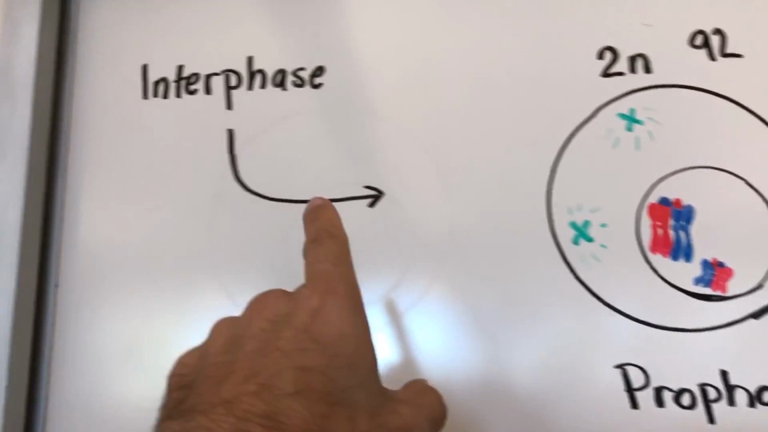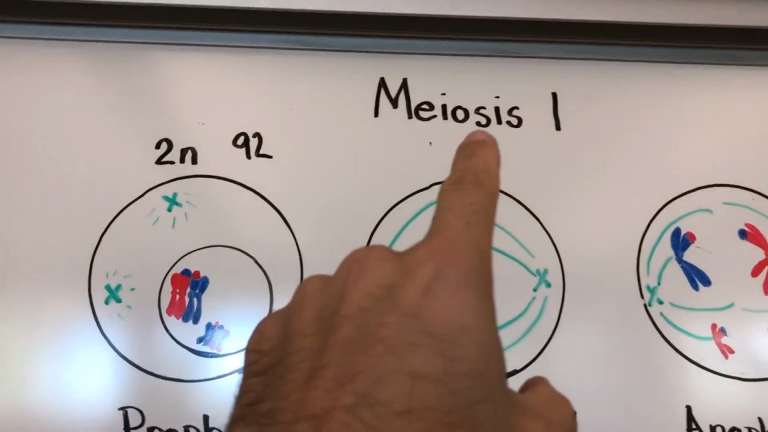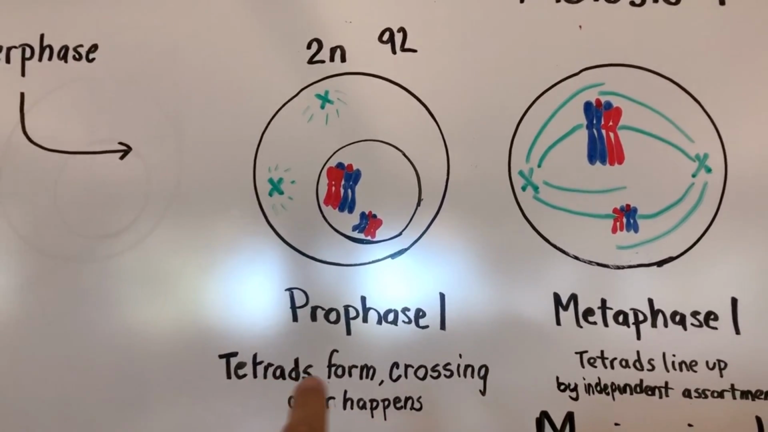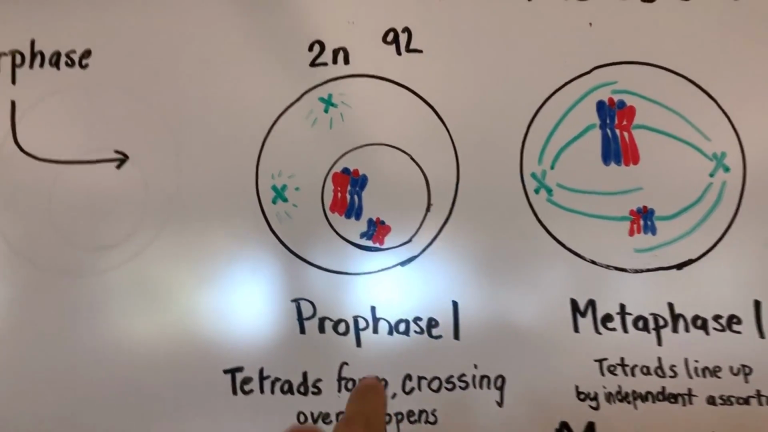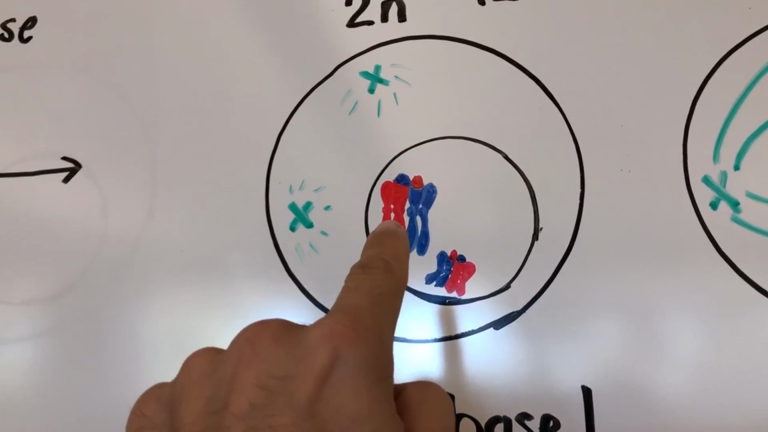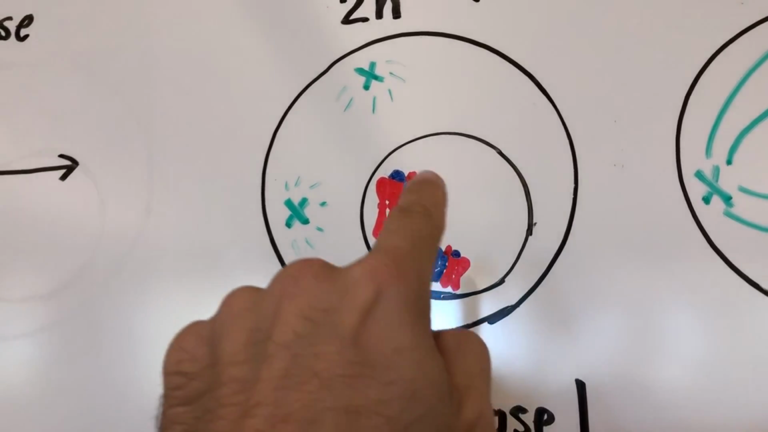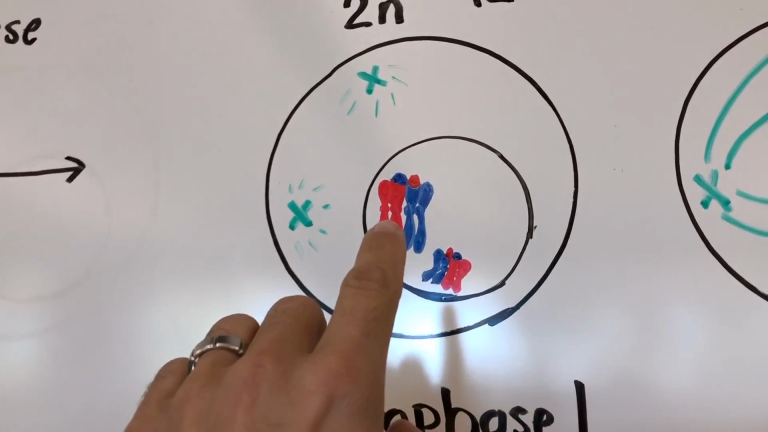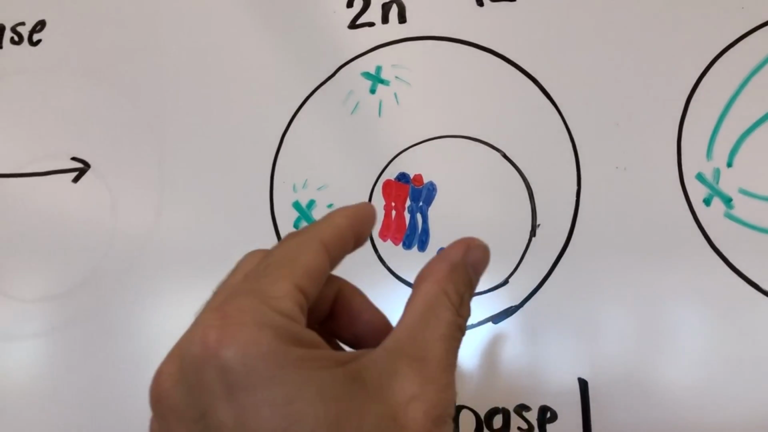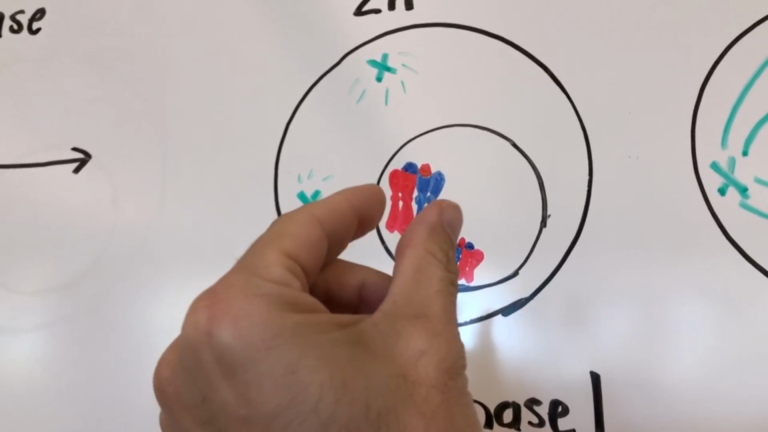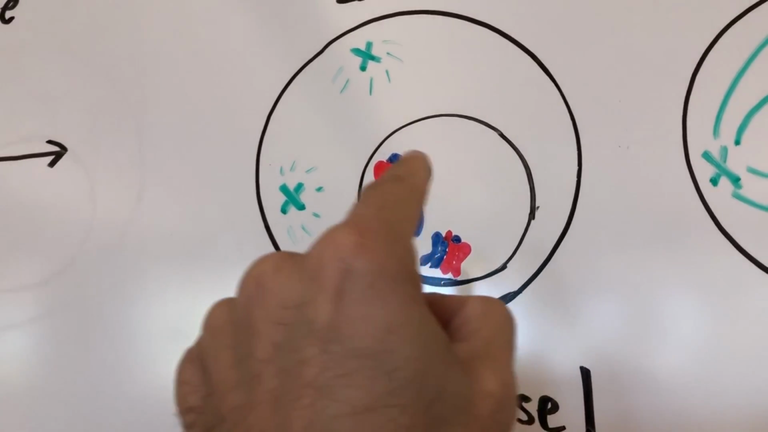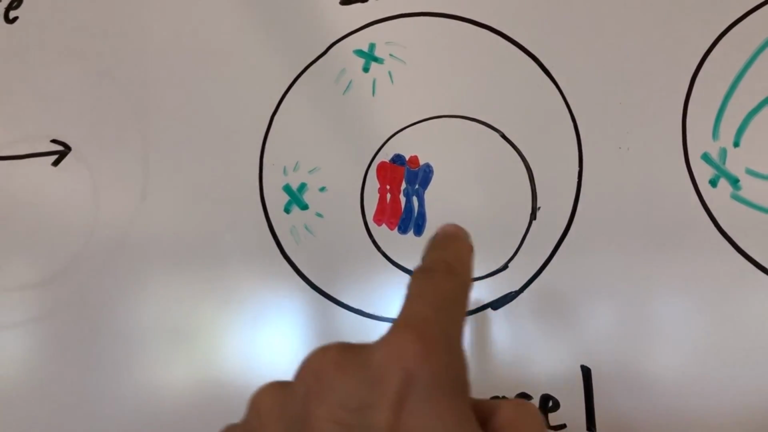So don't forget, interphase has just happened. We are now ready for what's called Meiosis I. During Prophase I, tetrads form and crossing over happens. What does that mean? If you look inside the nucleus, the sister chromatids pair up with homologous sister chromatids as a tetrad. What that means is both of mom's chromosome 1 attached to both of dad's chromosome 1 with a synaptonemal complex holding them together as a tetrad. So this would be the tetrad for chromosome 1, for example. This would be the tetrad for chromosome 2.